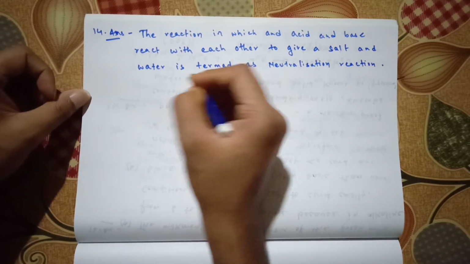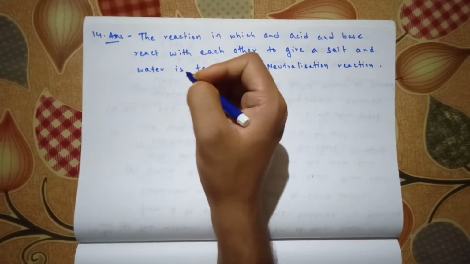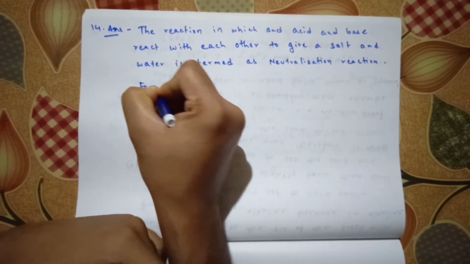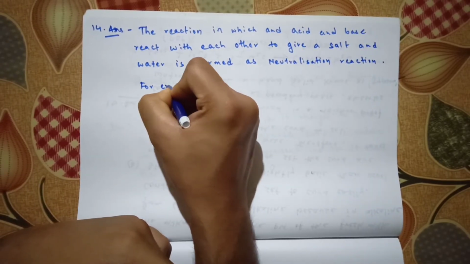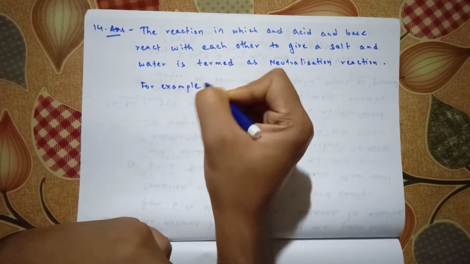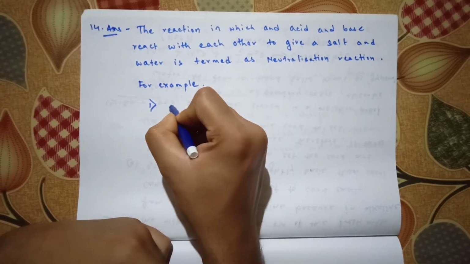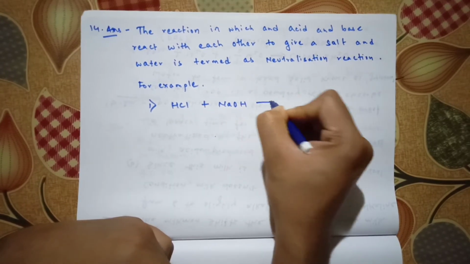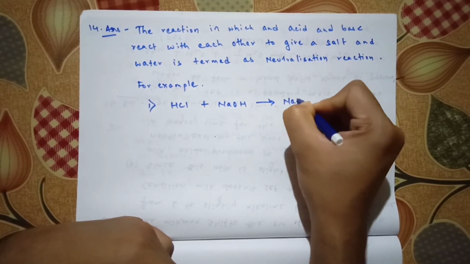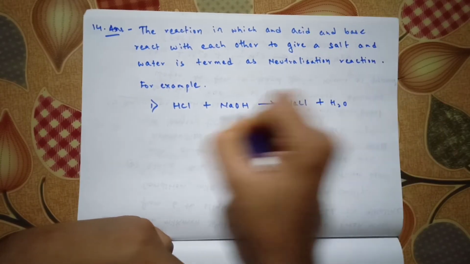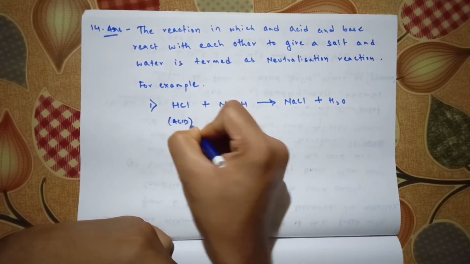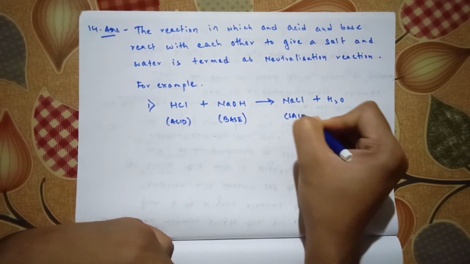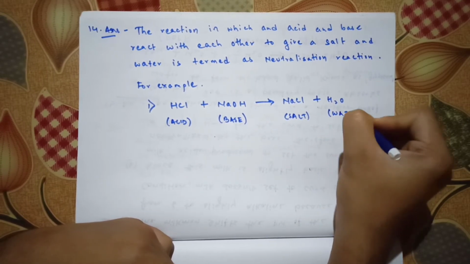In this reaction, energy is evolved in the form of heat. This is something you can also write. Now they have asked for two examples. For example, number one: when an acid reacts with a base it gives us salt plus water. This is acid, this is base, this is salt, and this is water.